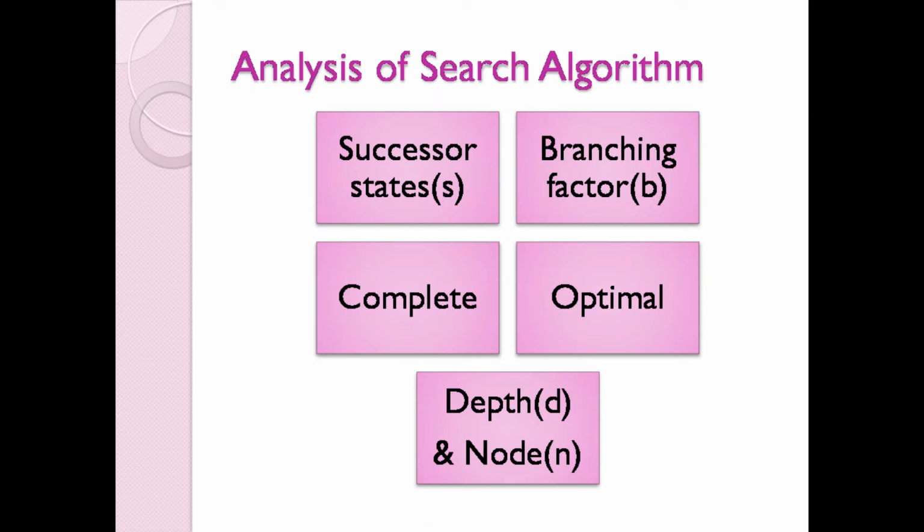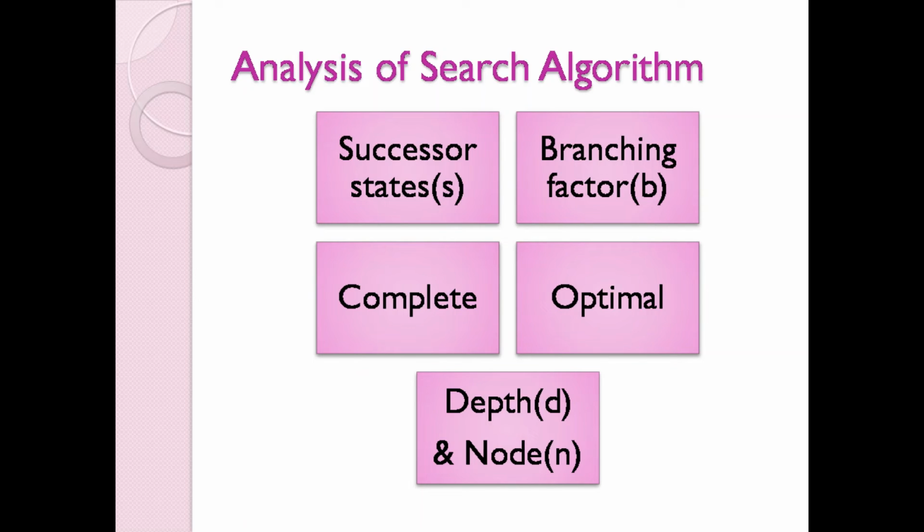The effective branching factor of a tree of depth d and with total number of nodes n is defined as the branching factor that a tree with constant branching factor, equal depth and equal number of nodes would have. I repeat, the effective branching factor of a tree of depth d and total nodes n is defined as the branching factor of a tree with constant branching factor. Then only we can call it the effective branching factor.